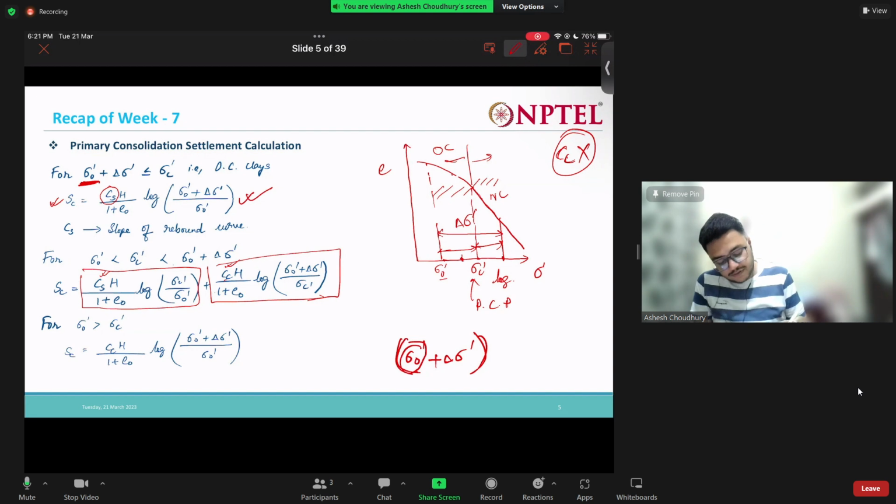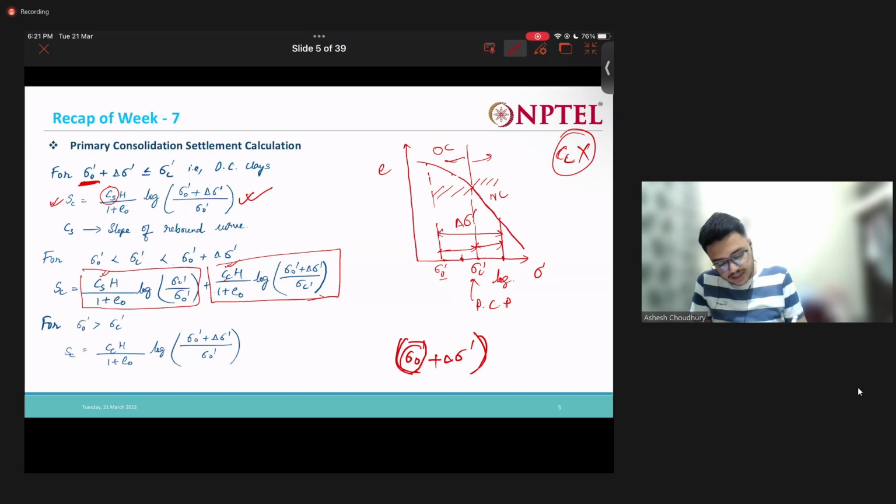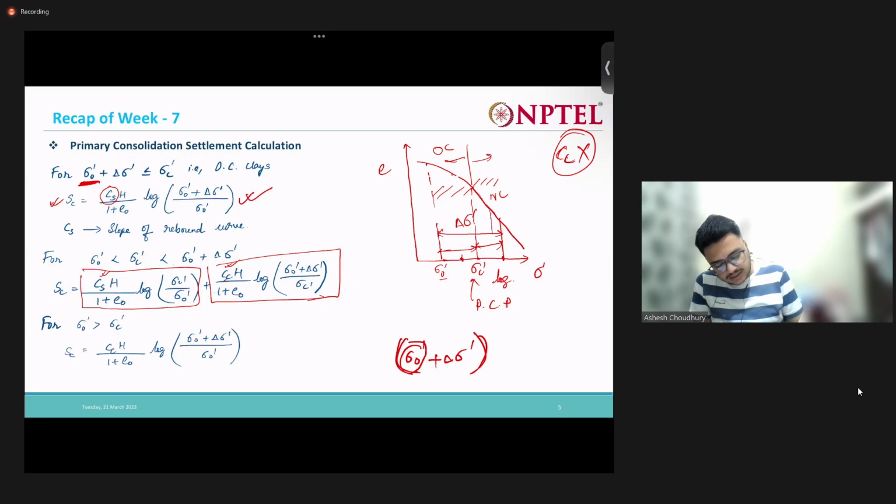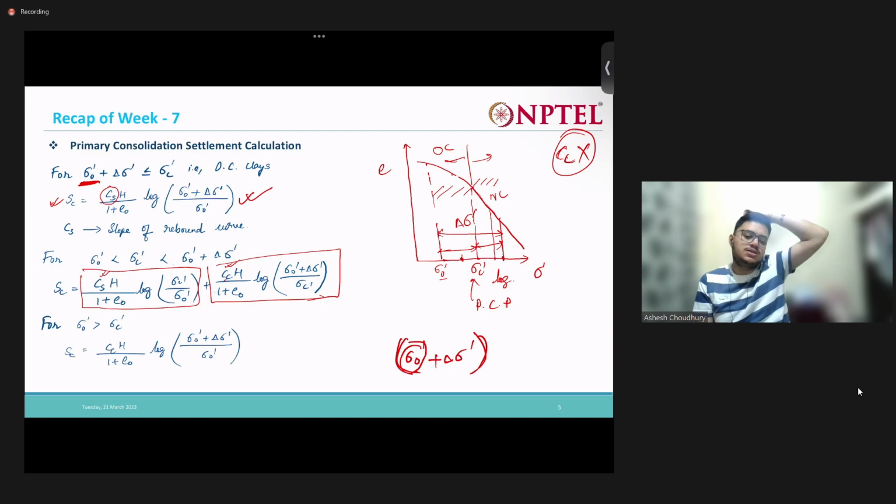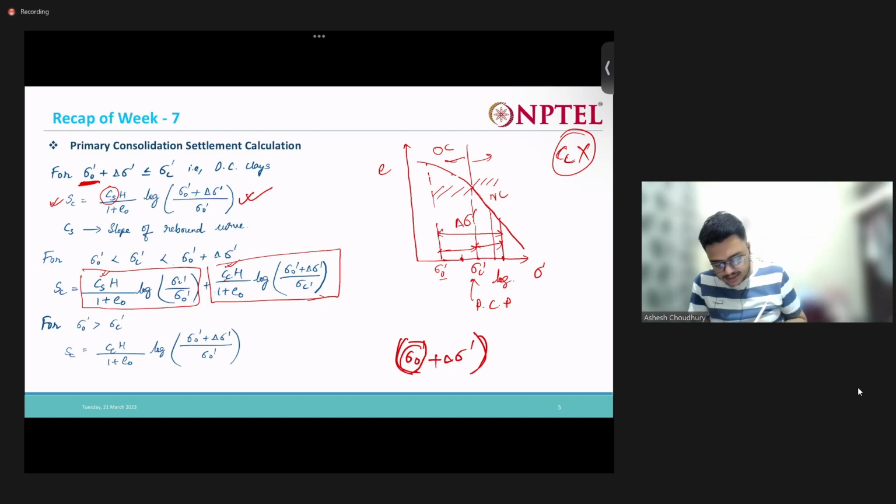Now next, say my initial stress is here, which is greater than my pre-consolidation pressure, that is my soil is totally in the normally consolidated part. So if that is the case, what I have to do is use Cc, only Cc.